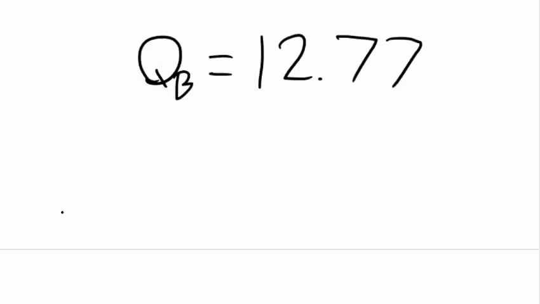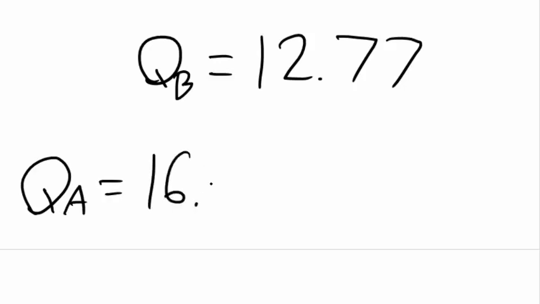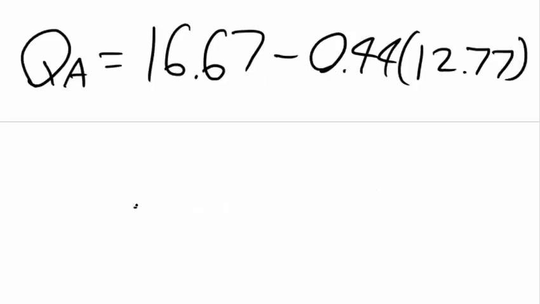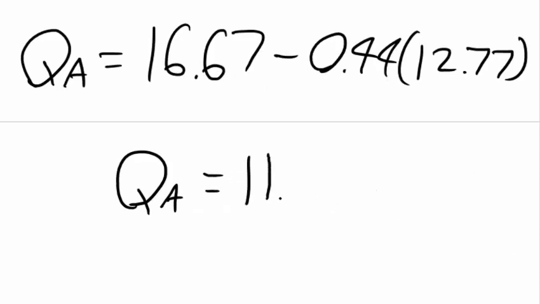So if we want to find QA, we would use that function we found earlier for QA and plug in QB. So we have QA equals 16.67 minus 0.44 times our QB, which is 12.77. And we find our QA to equal 11.05. So firm B ends up producing more than firm A, and it is likely due to their marginal costs, as firm B had the lower marginal cost than firm A.